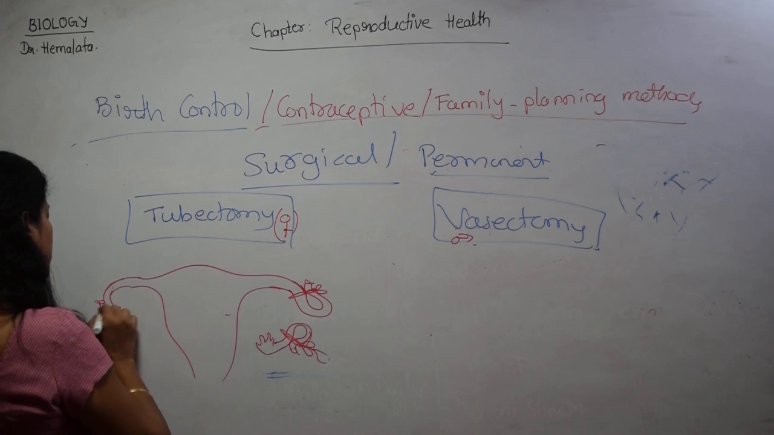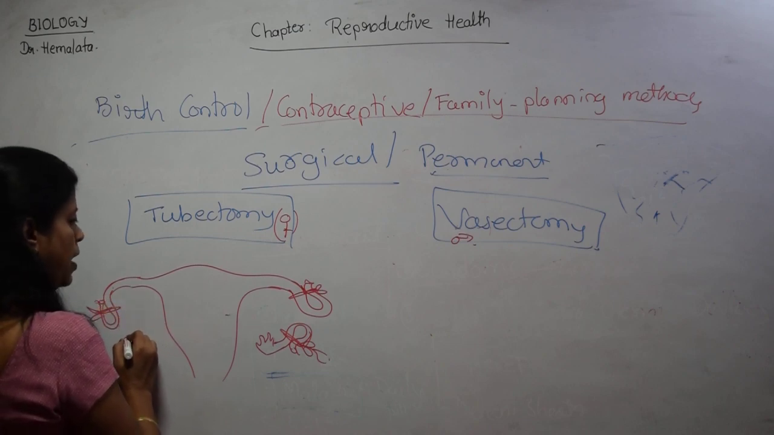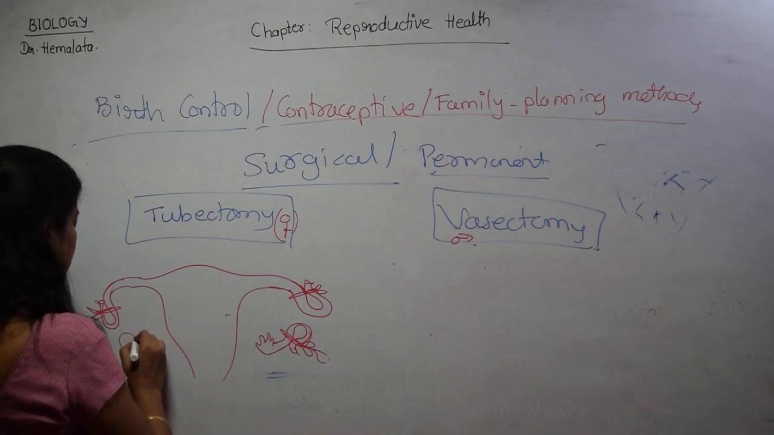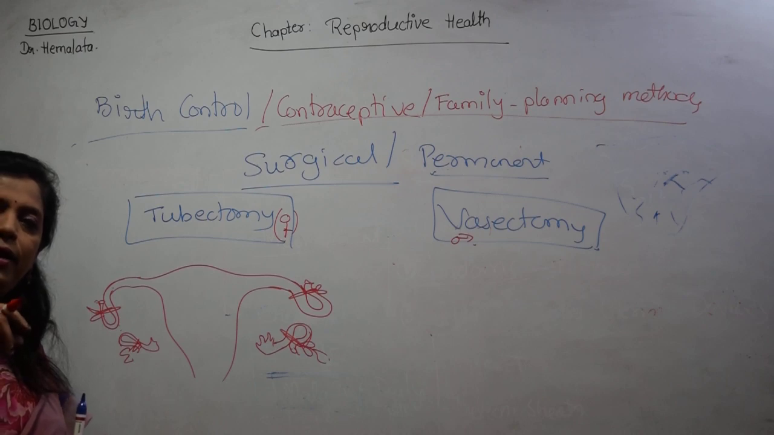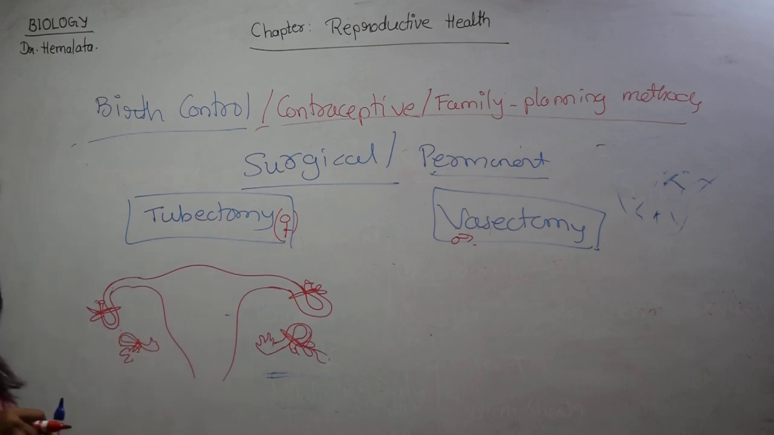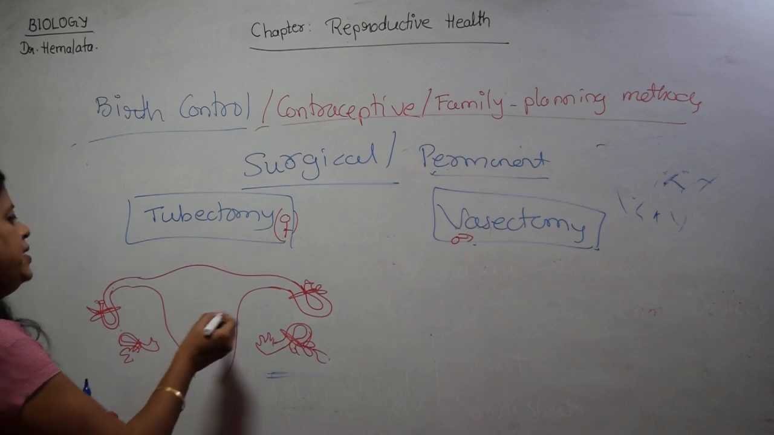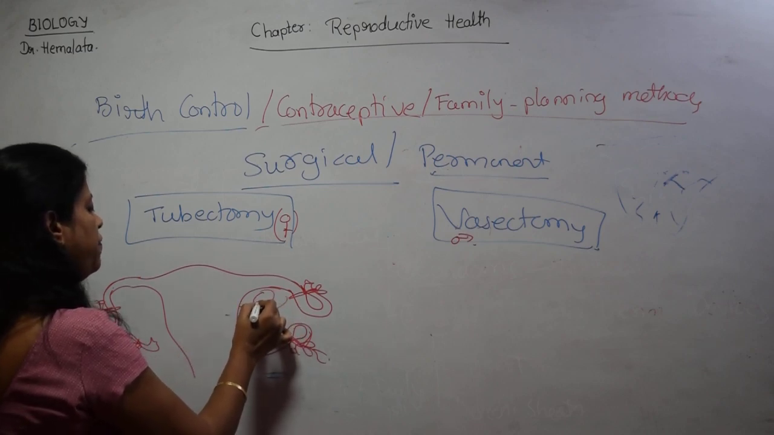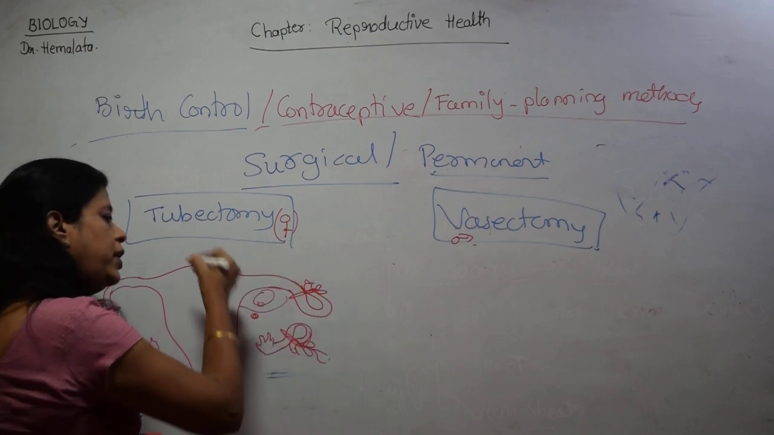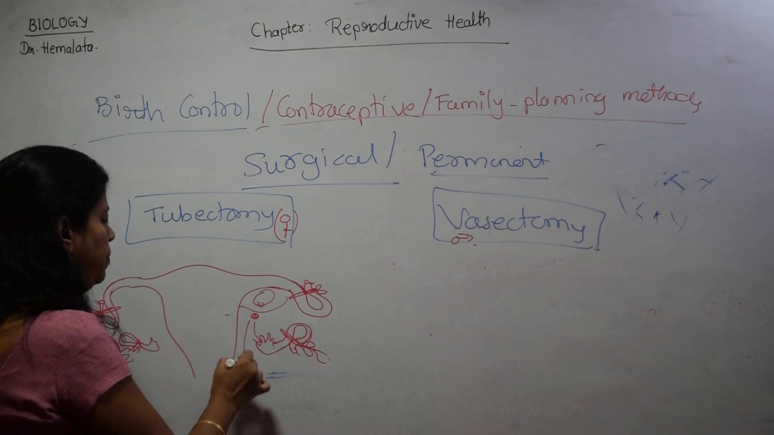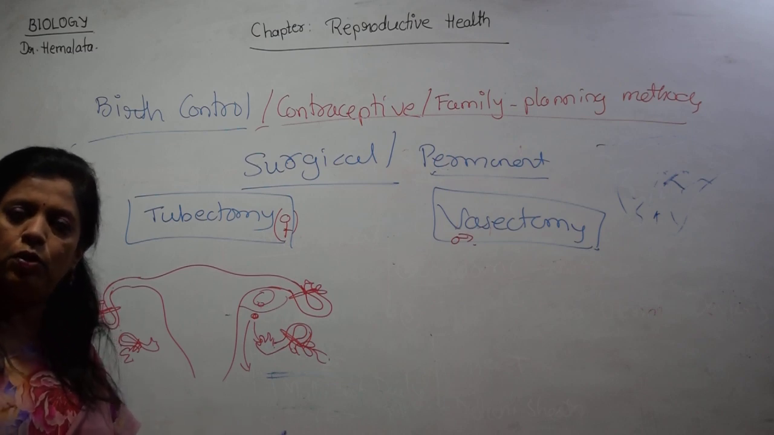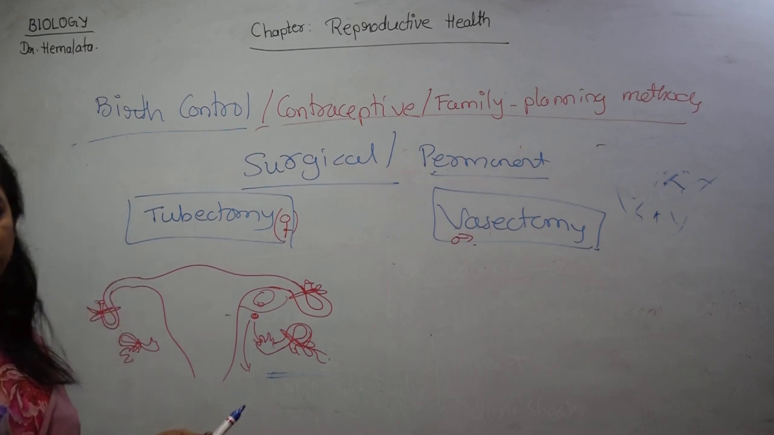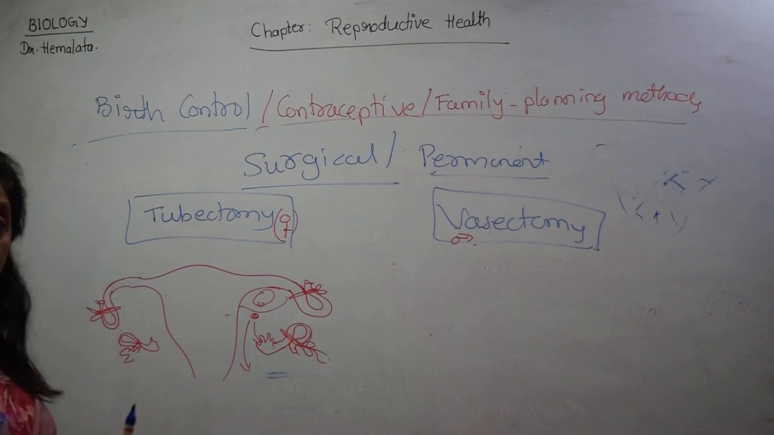This method is very popular and it is easy also. This is called tubectomy, that is, the fallopian tube is cut and tied back. It is a surgical, permanent method. Although the egg is released from the ovary, imagine here is an ovary, a Graafian follicle releasing the egg, the egg has no way to get into the fallopian tube. It may be lost. There is no question of fertilization, implantation or pregnancy. So this is the permanent method.